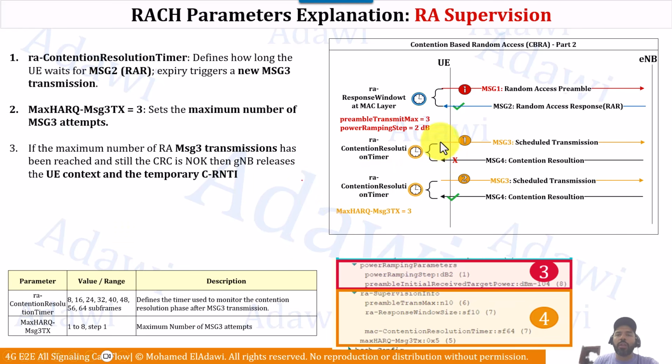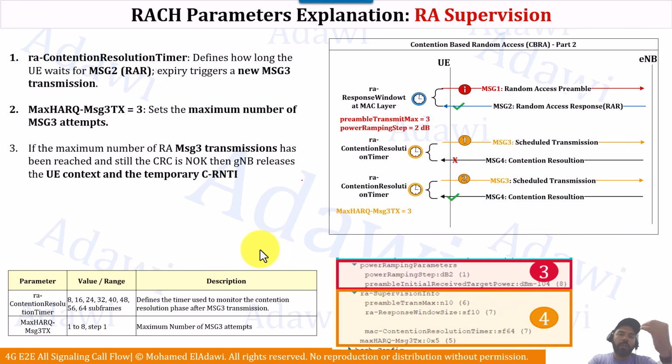The first one contains the timer until you receive an acknowledgement from the eNodeB. If there is no acknowledgement, there will be a retransmission, and the maximum transmission of message 3 is defined based on this particular parameter. So these were all the parameters in system information block type 2, which mainly control the RACH contention. Through understanding these parameters, their values, and how the mechanism works, you can optimize your RACH in a very good way.